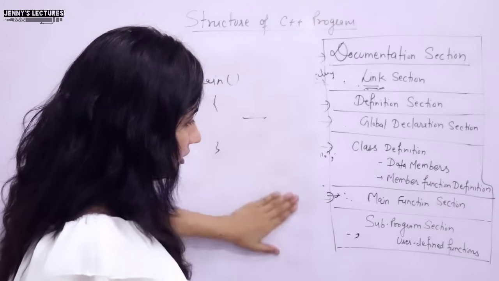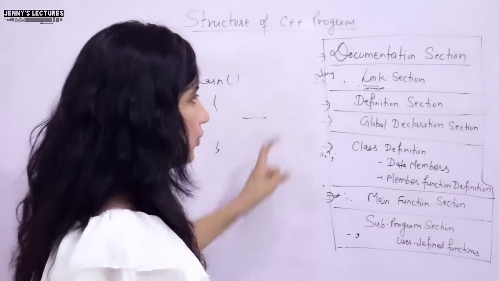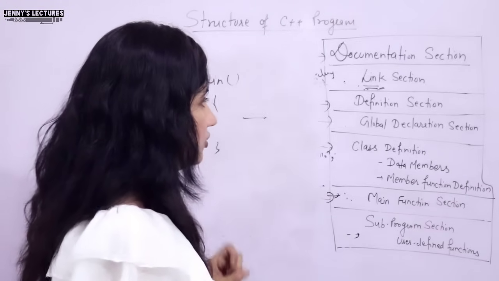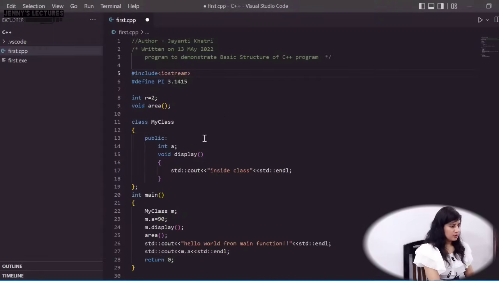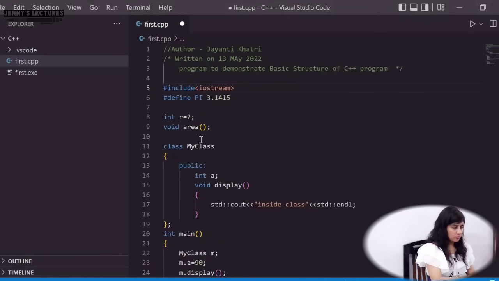Now let me show you one example, then you will get a clear idea about these sections. This is a program I have already written. Let me increase the font size first. This is first.cpp. Here I have written the documentation section: author Jayanti Khatri, written on 13 May 2022, program to demonstrate the basic structure of a C++ program. The first line is a single line comment, and the next two lines are within a multiple line comment. So this is the documentation section, right.